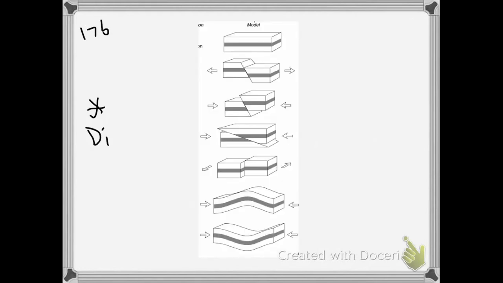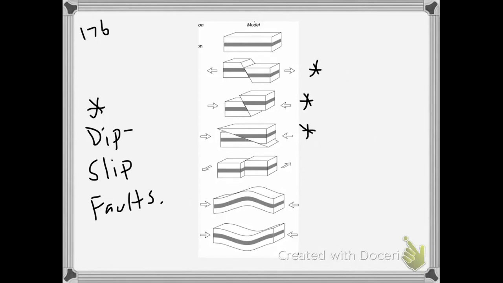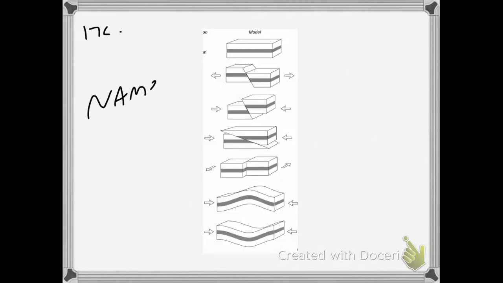Now your job is to mark which ones are dip-slip faults. So where are the dip-slip faults? Are these the only dip-slip faults shown in this picture? Yep. 17C, now you're to name the fault types only.